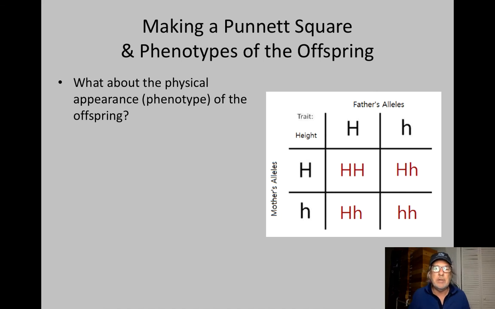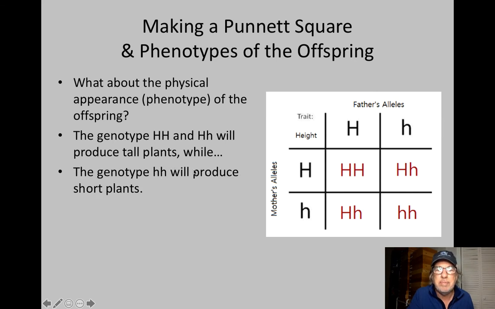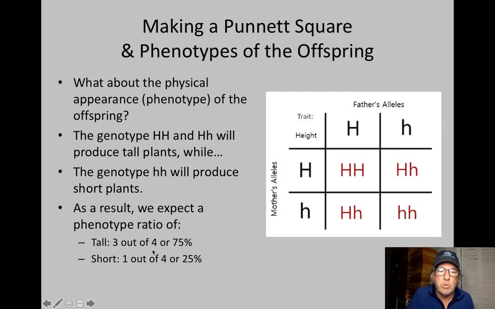But what about the physical appearance of the offspring? Well, we know that the genotype big H, big H and big H, little h will produce tall plants, while the genotype little h, little h will produce short plants. So if we look at the offspring here, then we can see that 3 out of the 4 will be tall, 1, 2, 3, and 1 out of the 4, right here, will be short. So we can say that we will expect in the offspring a ratio of 75% to 25%, or of 3 to 1, of tall to short plants.